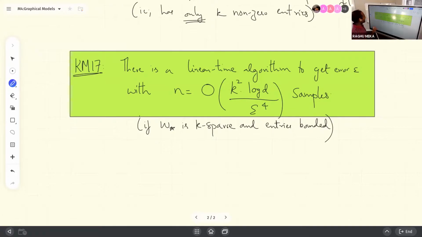And we call this algorithm sparsitron, kind of inspired by the earlier works. And this is an algorithm that you already saw. I'll touch on that in a bit. Okay? But is the result clear? We're saying that if I know that W star is k sparse and the entries are bounded, then I can get epsilon accuracy with only k squared log d samples.